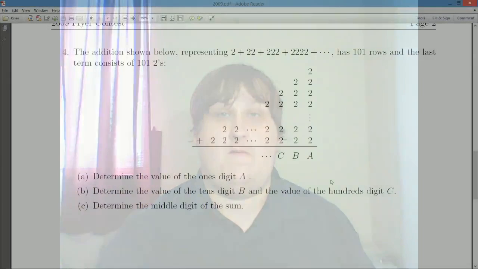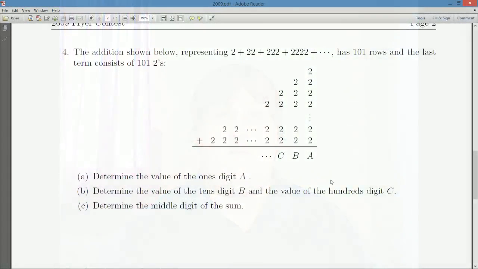Hello again, everybody. In this video, we're going to be continuing our look at the 2009 Fryer. In fact, we're going to be finishing things off. We're going to be looking at question number 4 on the 2009 Fryer paper. So let's take a look.